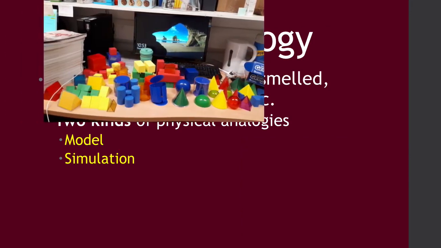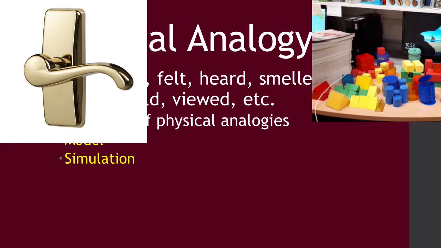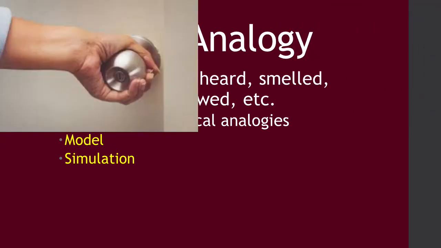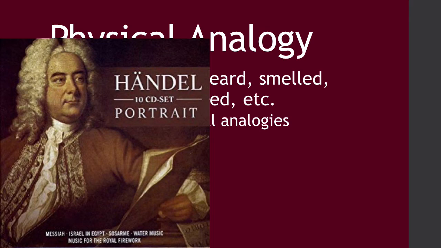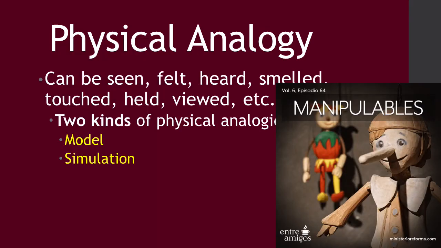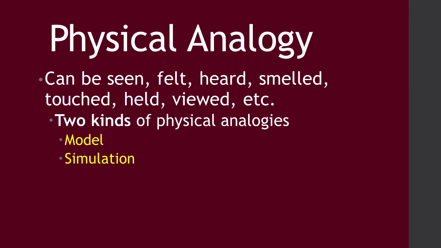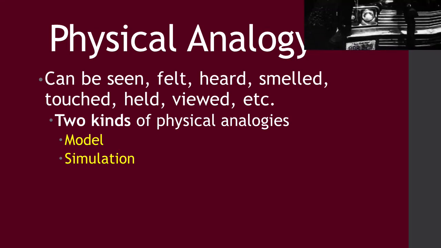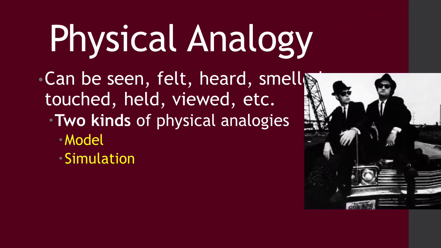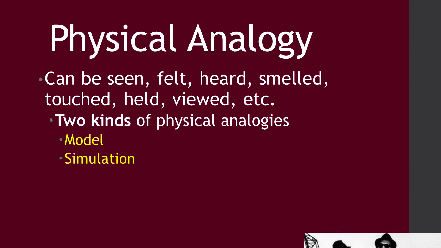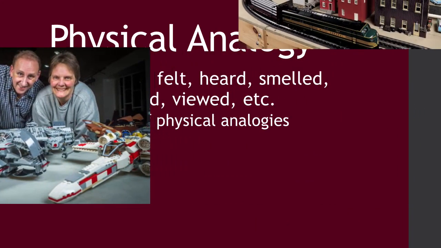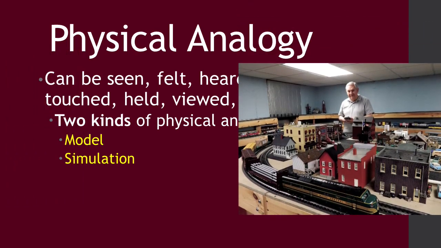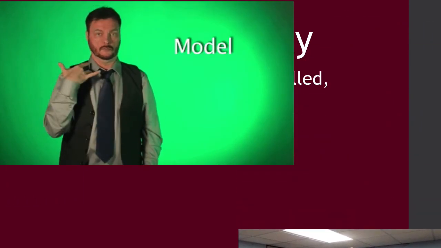Physical items can be seen, felt, heard, smelled, tasted. They can be handled. In education, these are referred to as manipulables, something that can be held and manipulated. There are two kinds of physical analogies: models and simulations. Models are simple analogies. They are simplified versions of the reality that they resemble.